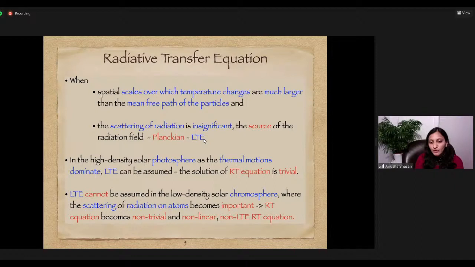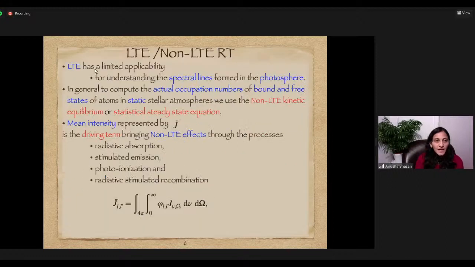Now, the approximation of local thermodynamic equilibrium is valid when the scattering of radiation is insignificant, for example, for the photosphere, where the radiative transfer solution is trivial. But it cannot be assumed in the chromosphere, where scattering becomes important. And here, the radiative transfer equation is non-trivial, non-linear, and it's called the non-LTE radiative transfer equation. LTE has a limited applicability, and in general, to compute the actual occupation numbers of the bound and free states in static stellar atmospheres, one uses the non-LTE kinetic equilibrium or statistical equilibrium equation.